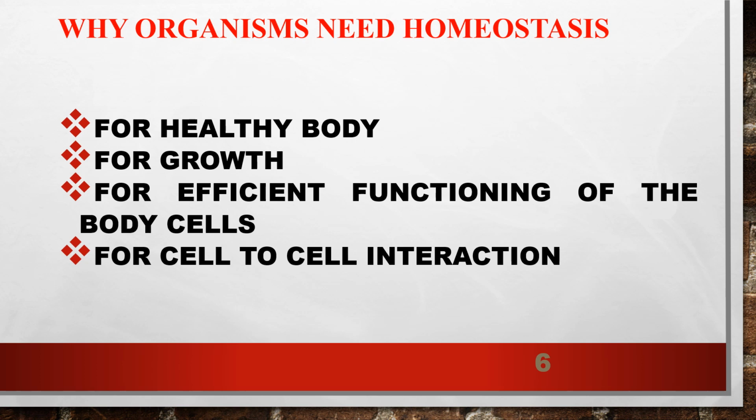For efficient functioning of body cells, for cell-to-cell interaction, for our body cells to function, for our eye to function well, for our ear to function well, for all cells and tissues to function well, there need to be homeostasis. For cell-to-cell interaction, there is need for homeostasis. So homeostasis is crucial for survival of an individual organism.